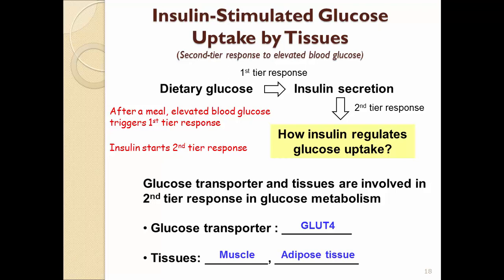So what about the first tier response? I don't have a slide here, but I'm just asking you. Which glucose transporter is involved in the first tier response? GLUT2. Which tissue is involved in the first tier response? Beta cell, right? Pancreas. Yes. Okay.